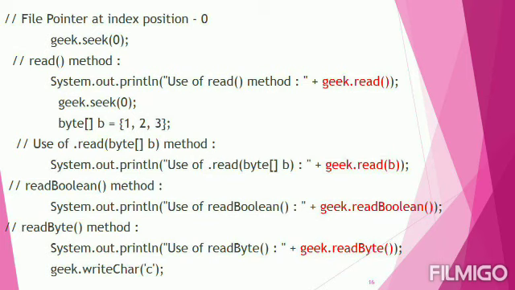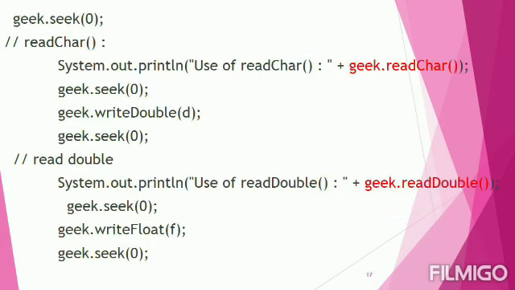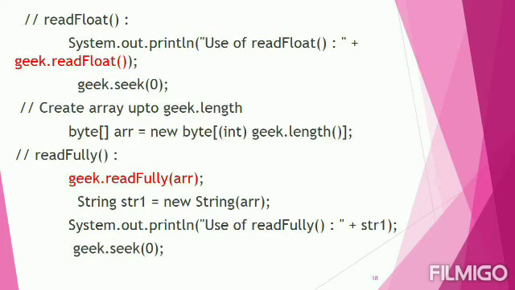arrays from the character from the string from the buffer, and the next function is to read a character from the file, and next the readDouble function is used. I can read the double value from the file and write the corresponding value on the output screen. The next one is to read the float value and display it correspondingly, and next is creating an array up to the Geeks length, based upon which it can read the particular file and display accordingly.